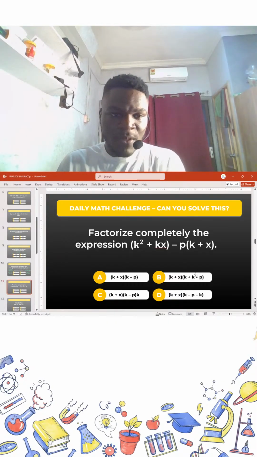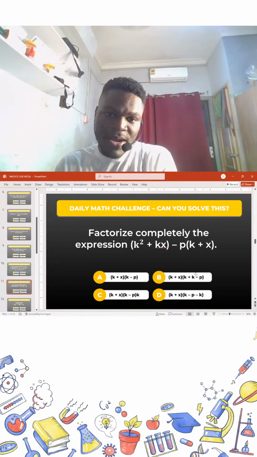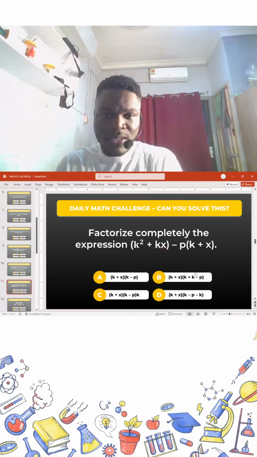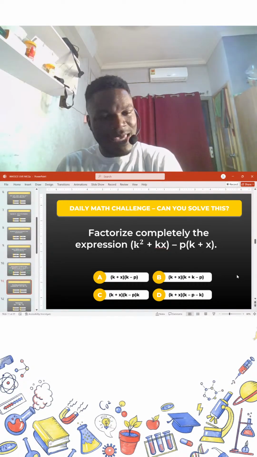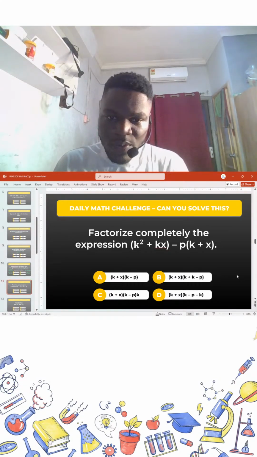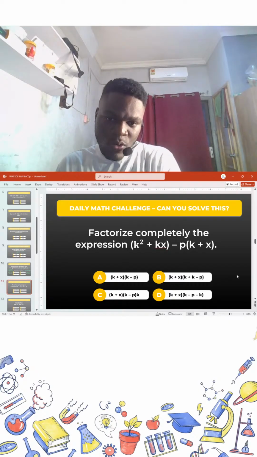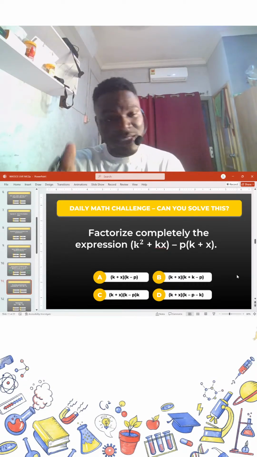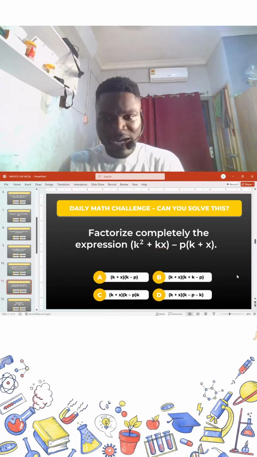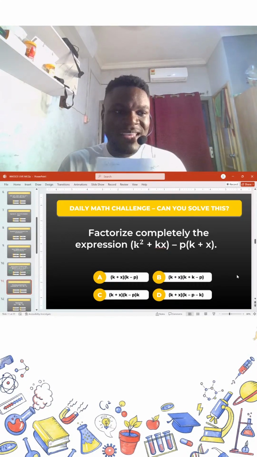So I have the possible options. Option A: (k plus x) multiplied by (k minus p). Option B: (k plus x) times (k plus k minus p). Are we okay? Then option C: (k plus x) times (k minus p) multiplied by k. And option D: (k plus x) times (k minus p minus k).